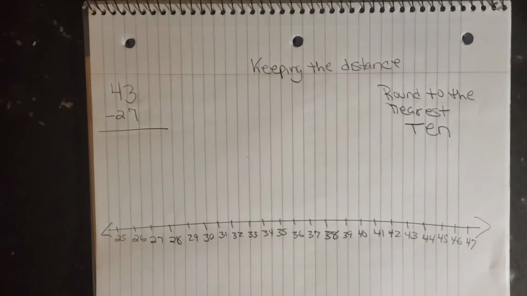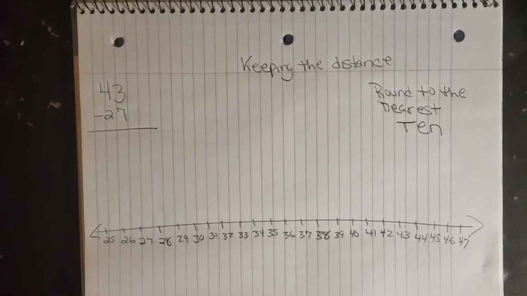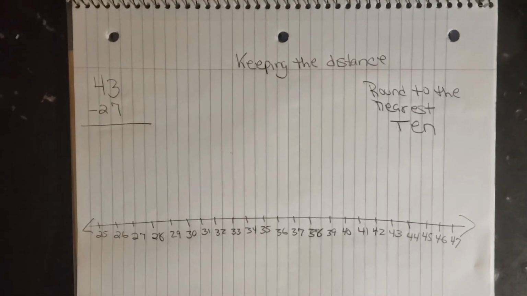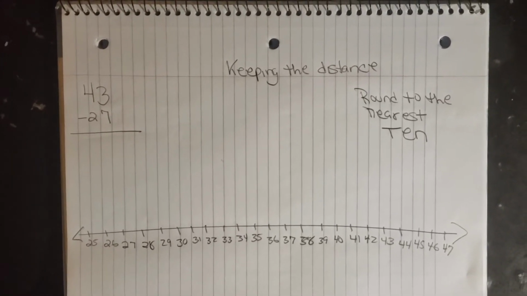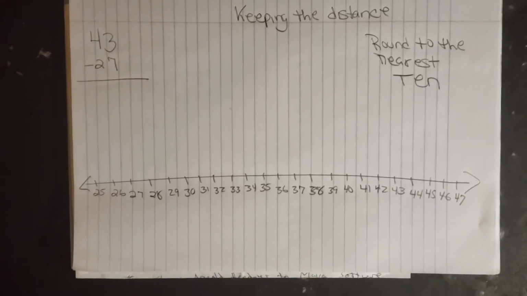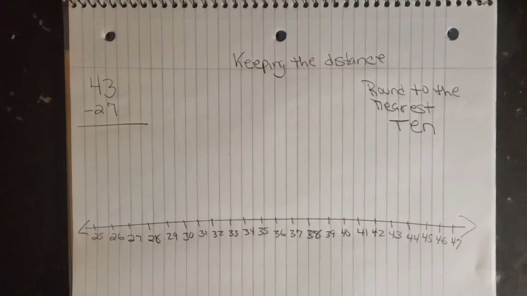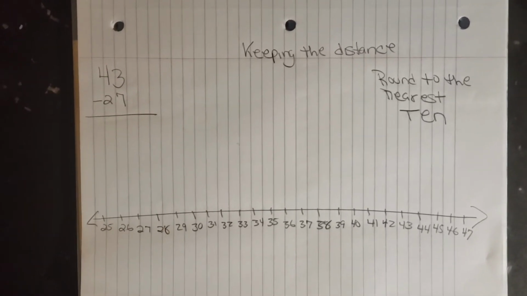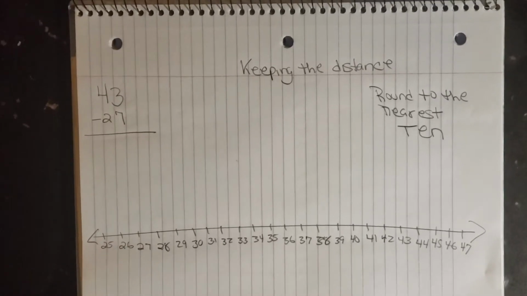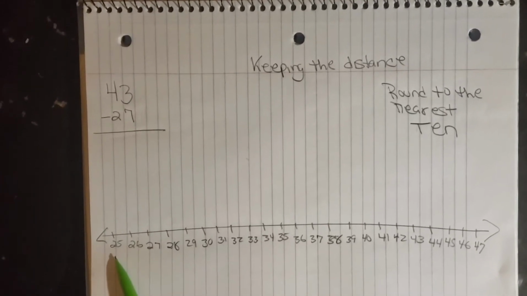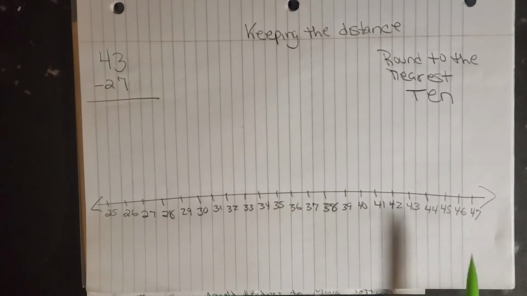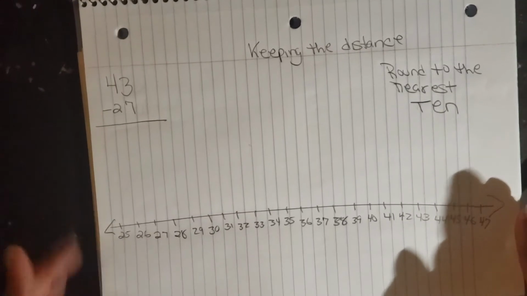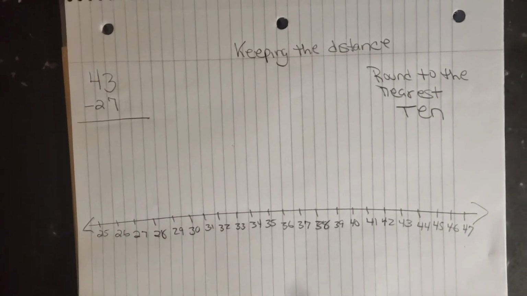So this last strategy I'm going to show you is called keeping the distance. And I like this strategy the best for teaching elementary school students how to do two-digit numeral subtraction. The purpose of keeping the distance is that it also teaches rounding to the nearest 10, and you can use a number line. I started my number line at 25 to 47. You might not want to do that, but to save time with this video, this is how I started my number line. So let's get started.